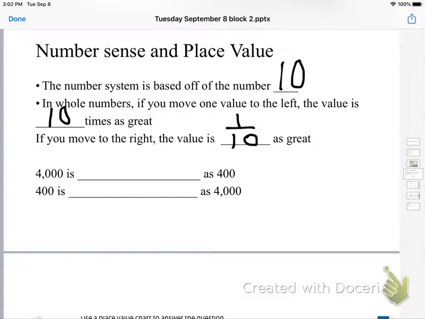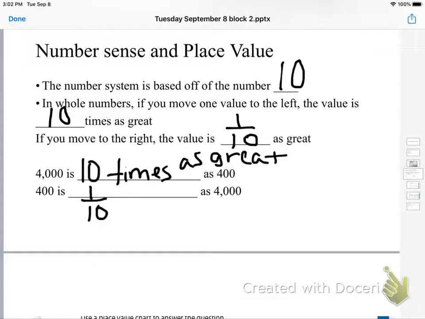So if we look at 4,000 and we look at 400, 4,000 is 10 times as great as 400. But if you look at it the opposite way, 400 is only 1/10 of 4,000. Because as you move to the left, the next place value is 10 times as great, but as you move to the right, the next place value is only 1/10, because our number system is based off of 10.